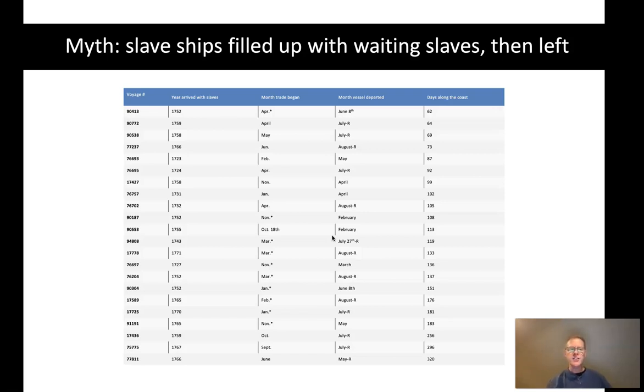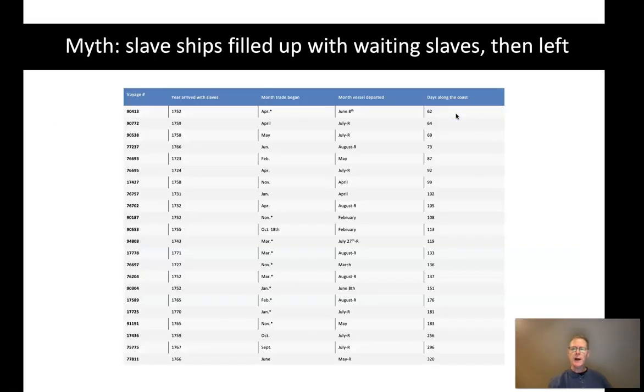And if you look at this, and you should look at this on a computer, hopefully, this is a table I made, once again, from ships in the 18th century along the Gambia River, and how long they spent in the river conducting trade. The shortest one is 62 days. That's 2 months. The longest one is 320 days. That's 11 months, right? Almost 10 and a half months.